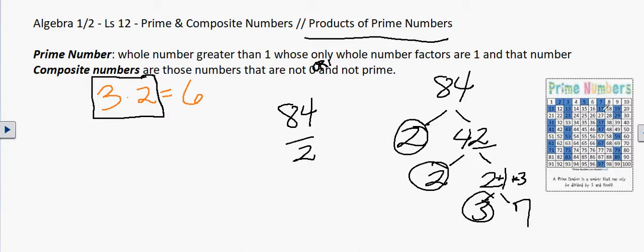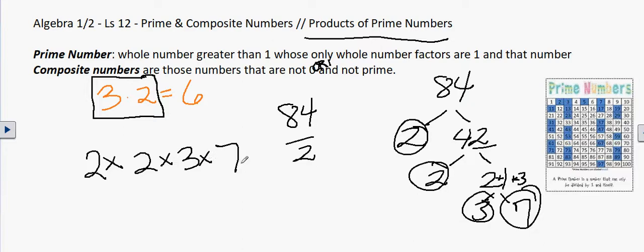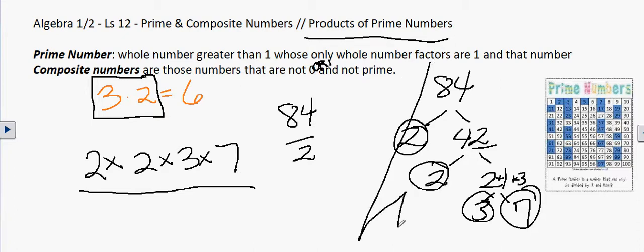Is 7 prime, or can we divide it? No, it's a pretty sizable little prime number. So the answer would be shown as 2 times 2 times 3 times 7. 84, a composite number because it's not 0 or 1, and it's not prime, shown as a product of prime numbers. These are all prime, and they're being shown multiplied. We did that using what's called a factor tree. Kind of looks like a tree.